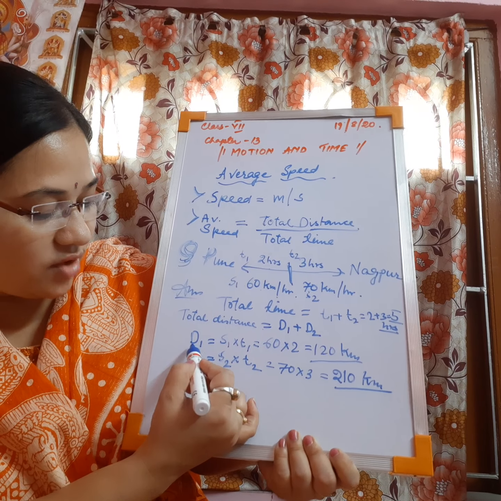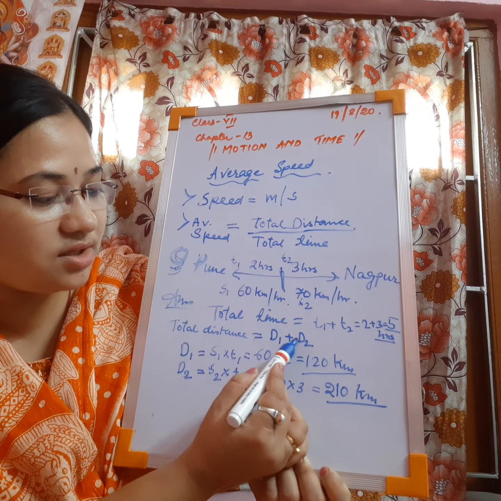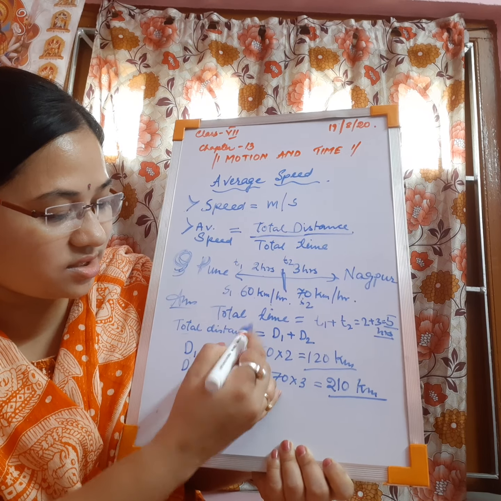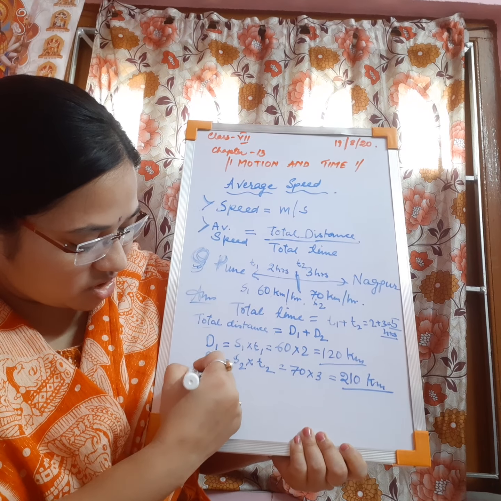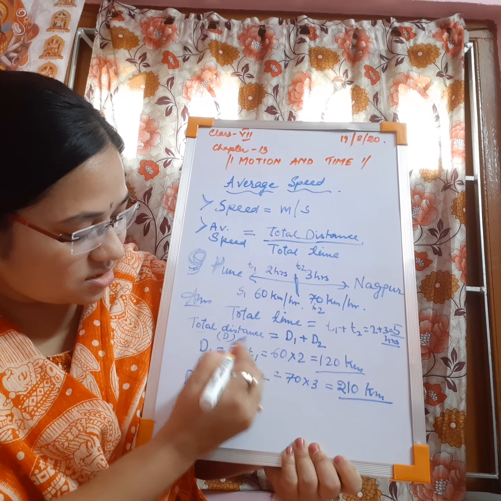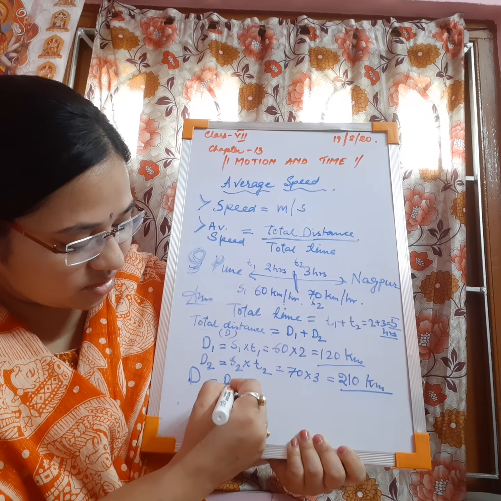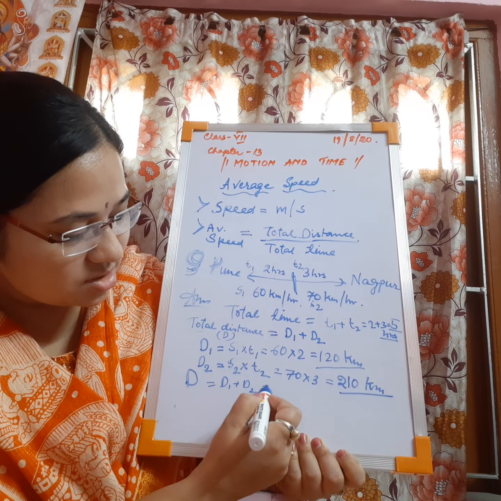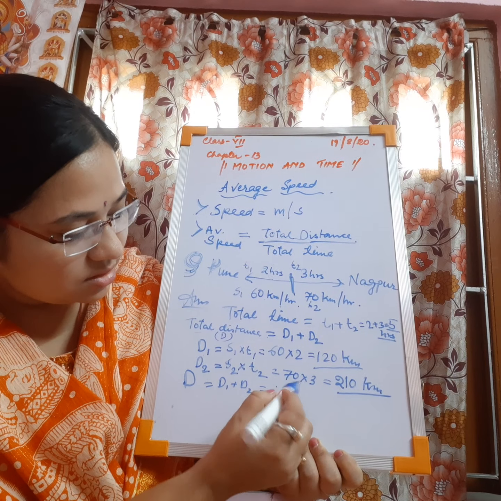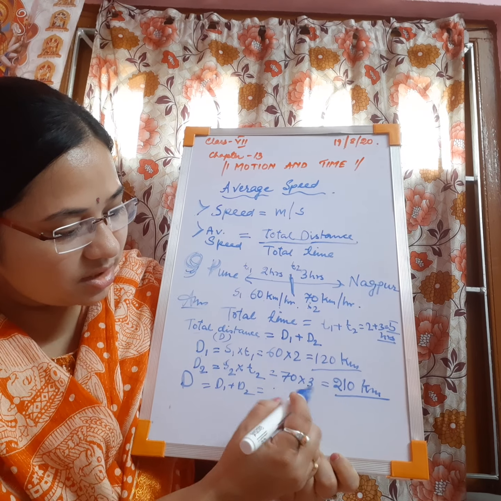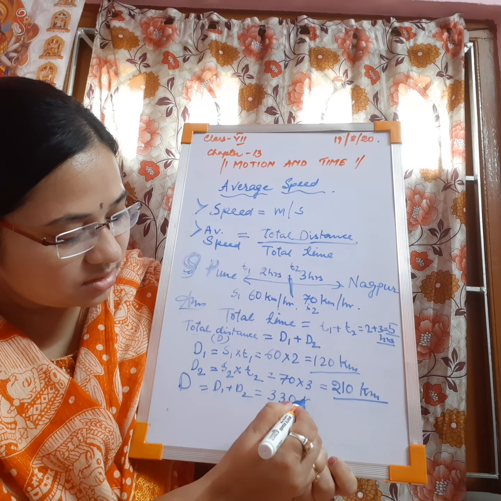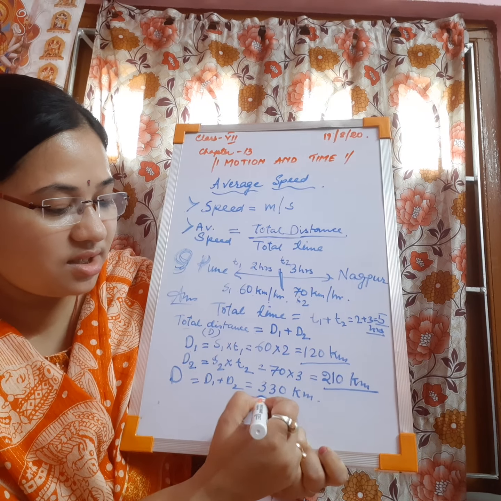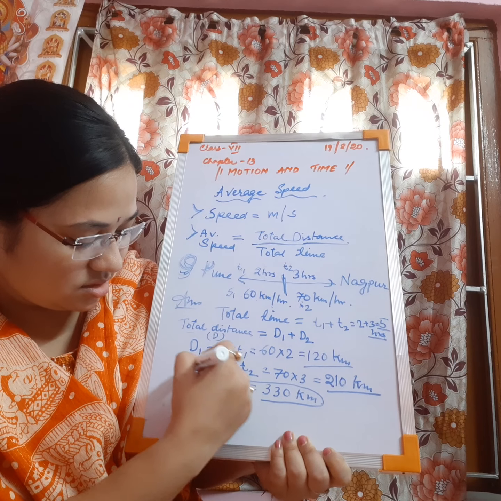So now we have got D1 and D2. We need total distance. Let us take total distance as capital D. Capital D is equal to D1 plus D2. That means 120 plus 210, it will be 330 kilometers. See here children, we have got total D.